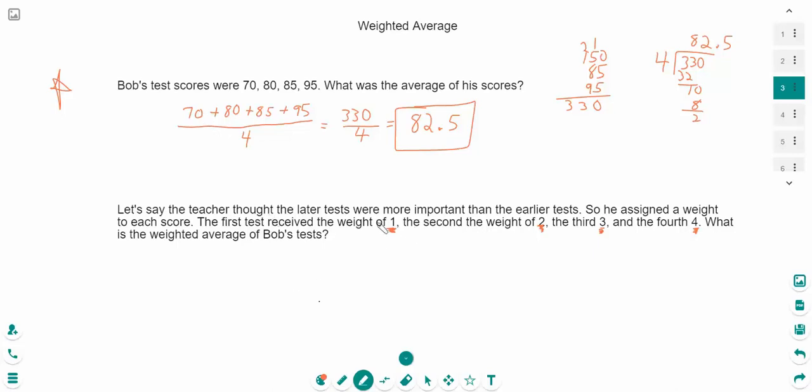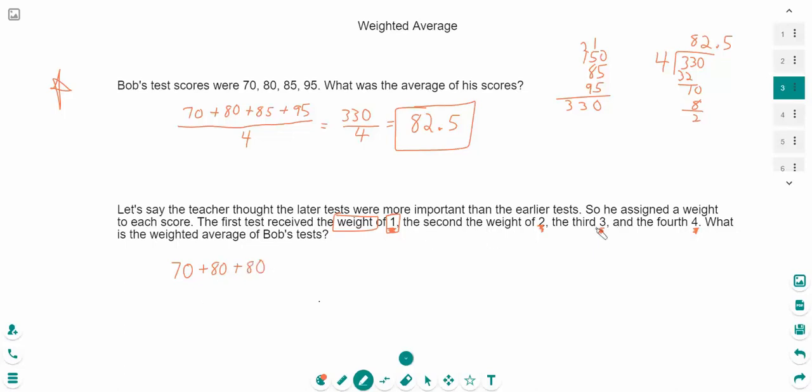What does the weight mean? The weight means that for this first score, which was a 70, she's going to count it as just a 70, a weight of 1, meaning she's counting it as 1 grade, 70. And now for Bob's second score, she's going to count that test as being 2 tests. It has a weight of 2, which is basically the same thing as saying that test counts as 2 tests. So instead of just adding 80, we're going to add 80 twice.